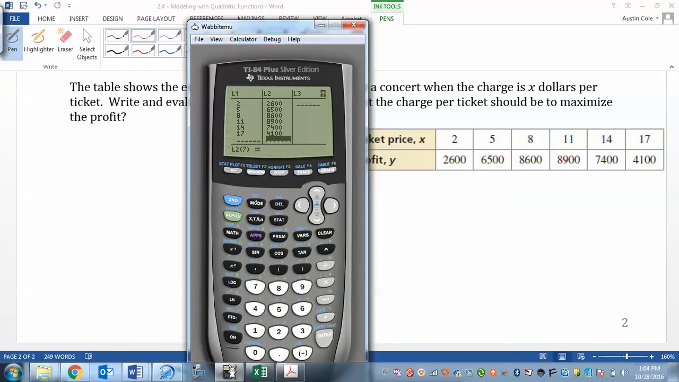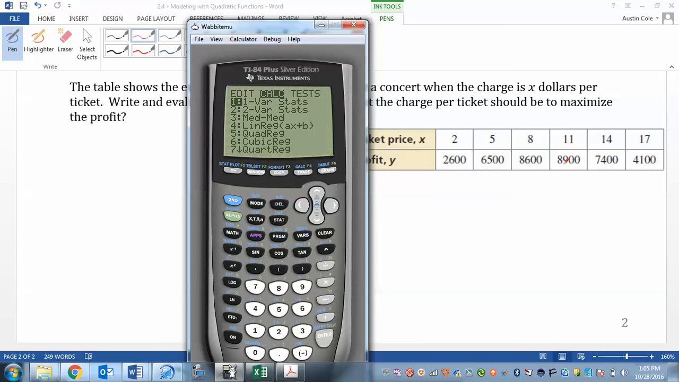And then hit the mode button right here, which is quit. We're just going to quit out of it. Okay? That's all. Then we're going to hit the stat button again, and we're going to go over to calc. We're going to calculate what type of equation this is.